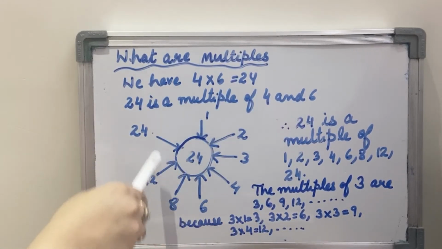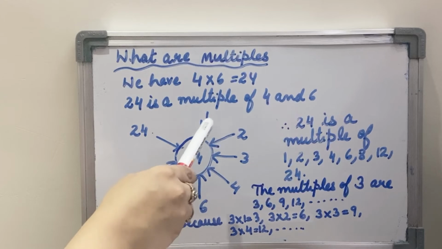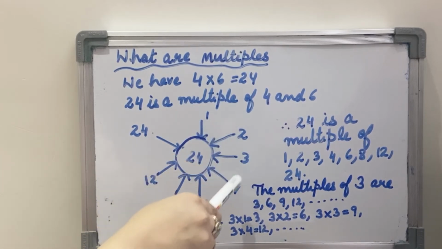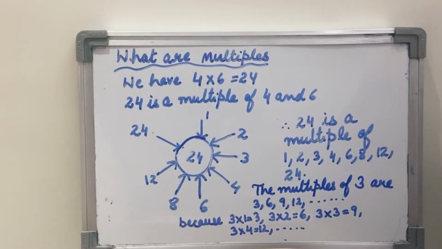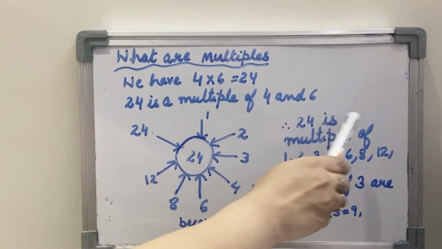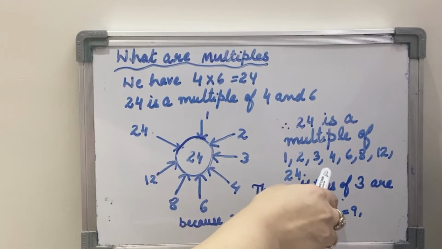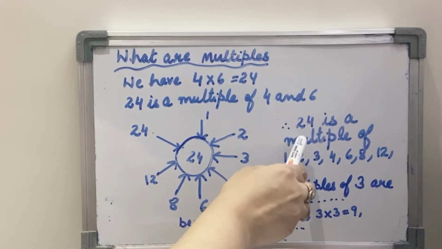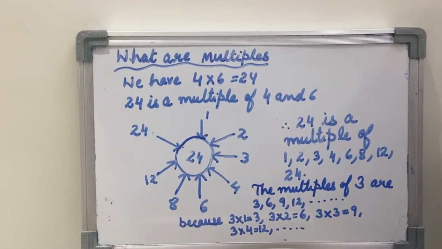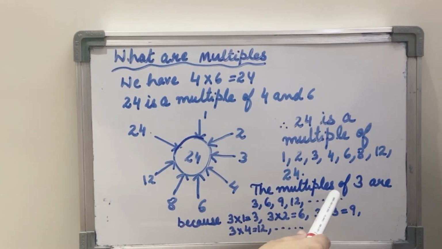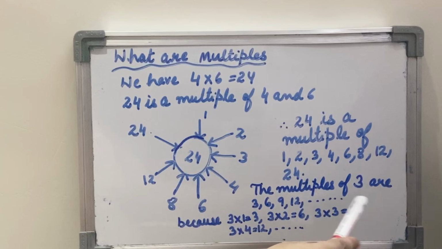I gave you this tree there. This 24 has factors 1, 2, 3, 4, 6, 8, 12, 24. So therefore 24 is a multiple of all these numbers. That means in the table of all these numbers 24 comes. Same way I can say the multiples of 3 are 3, 6, 9, 12 and it goes on.